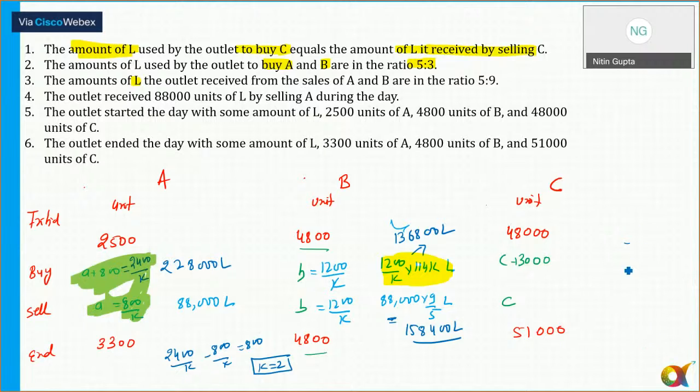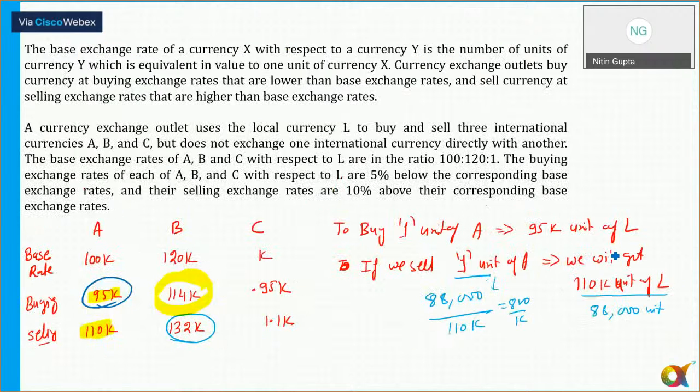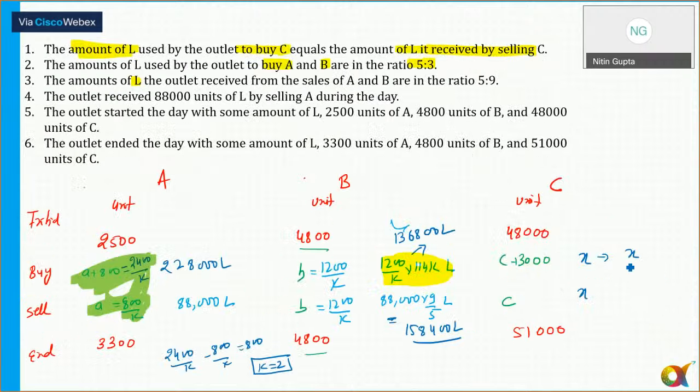We do not know what the amount is. Let's say the amount is X rupees and X rupees. That is the amount which I have spent here. The total amount has to be the same in terms of L. But what is the buying rate? For buying, the number of units which I bought is X upon the buying rate for C, which is 0.95K. And the selling rate for C is 1.1, so that is X upon 1.1K.